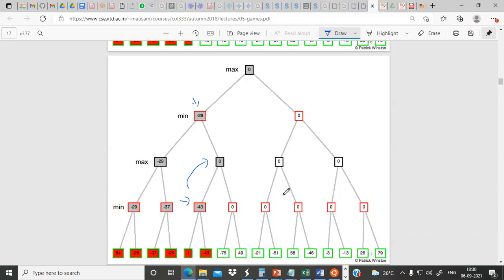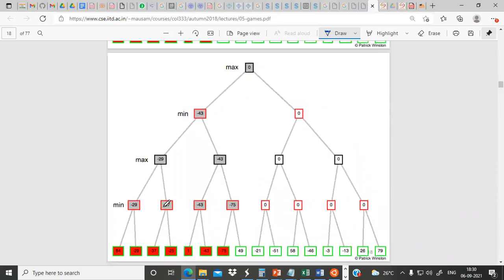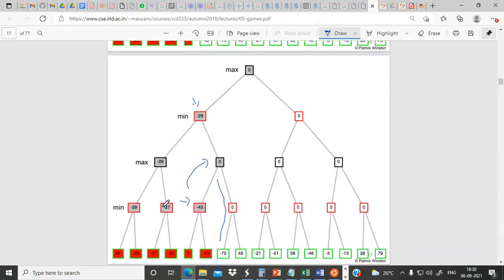Okay. So this is after exploring this path. Next we have to explore this path, right? So when you explore this path, again, what will happen? First we explore only minus 75. When you explore minus 75, obviously this is min, so this becomes minus 75. This is max, minus 43 and minus 75, so this will be minus 43. Again, this is min, minus 29 and minus 43, so this will be minus 43, right?